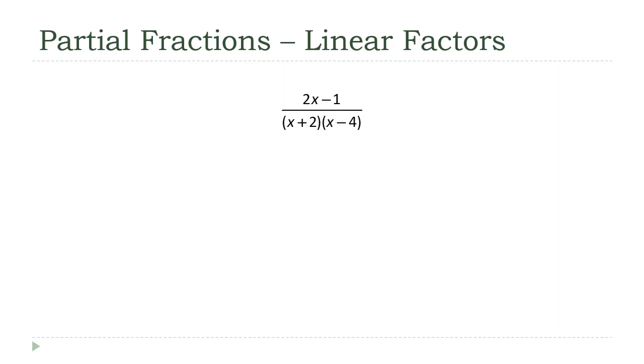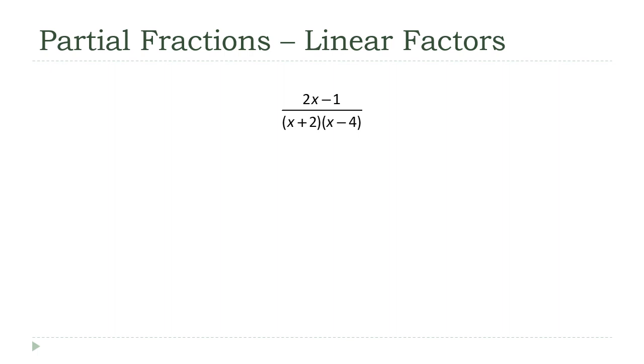You remember what the goal is. The goal is to take this rational expression and rewrite it as the sum of two or more rational expressions, where the denominators are smaller, in the sense that the degree of the denominators is smaller, or the denominators have fewer factors. Okay, so here's how we do this in the case where we have non-repeated linear factors like we do here.